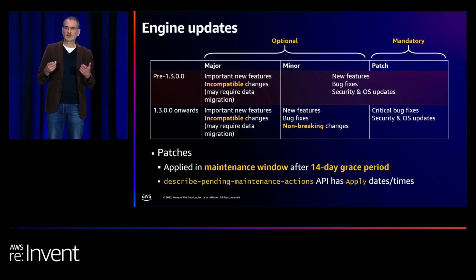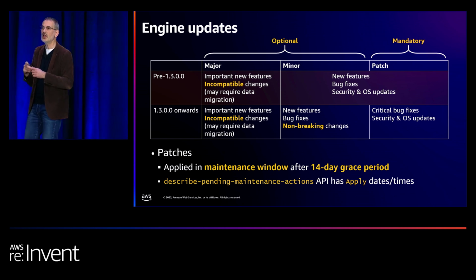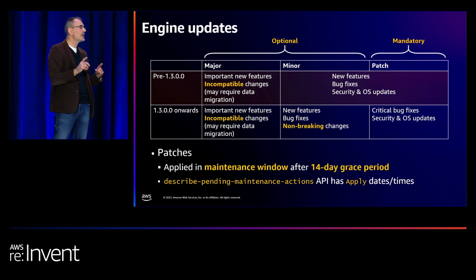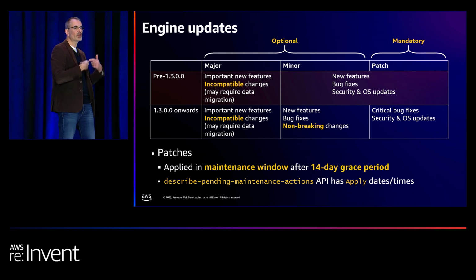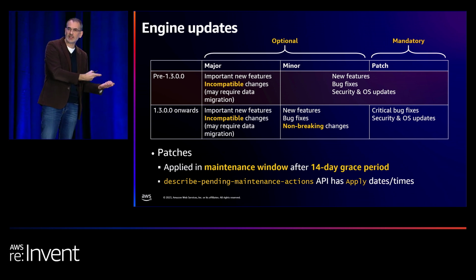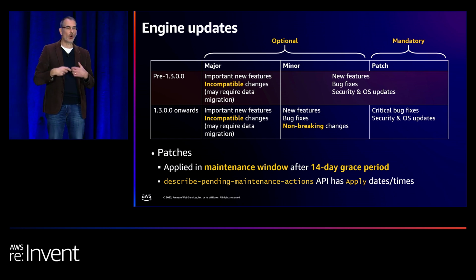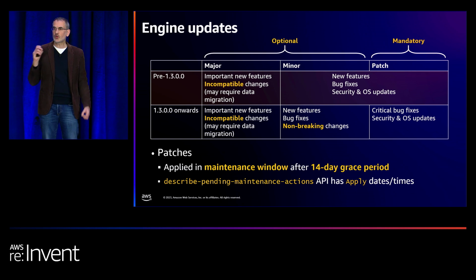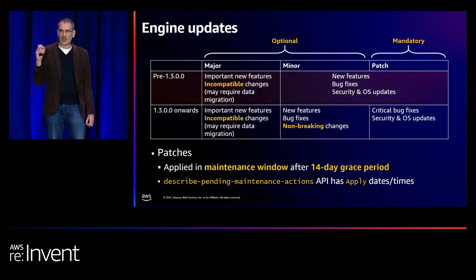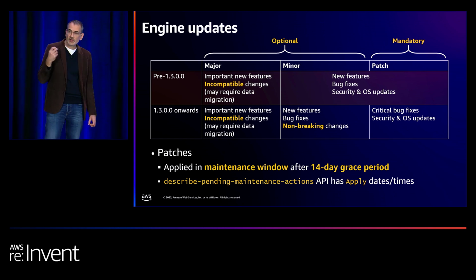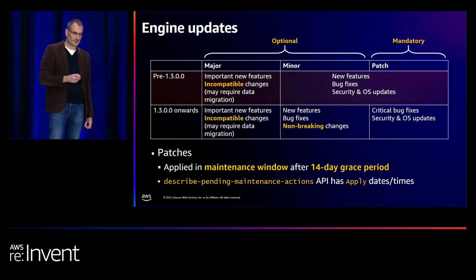Now, up until version 1.3.0, which we released just a couple of weeks ago, the difference between minor versions and patches was a little bit vague. And often, new features that ideally should have gone into a minor version release were actually introduced by way of a patch. But with 1.3.0 onwards, we're being a lot stricter about this separation. And only critical bug fixes and security and operating system patches are going to go into those. Security fixes will go into those patches.